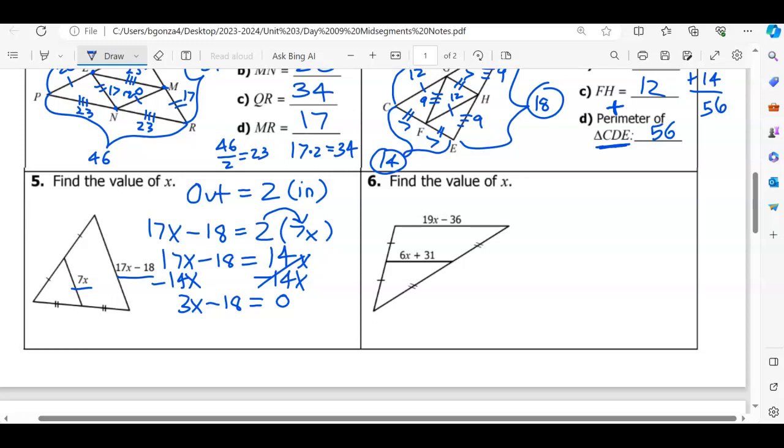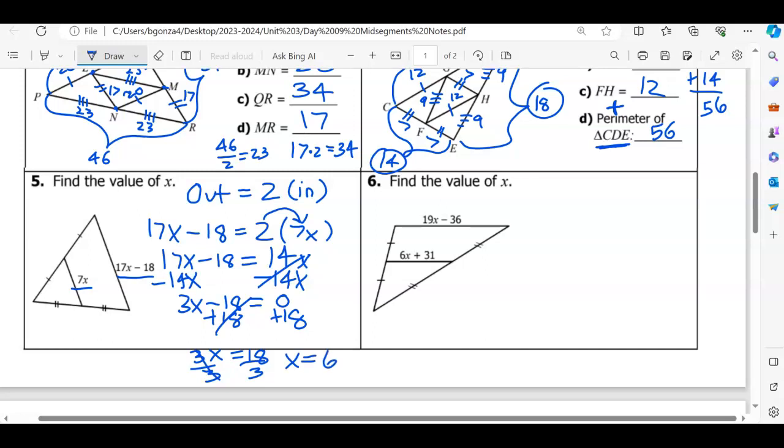To get rid of the loner, the minus 18, you add 18. 0 plus 18 is 18. And then you divide by 3. X equals 6.